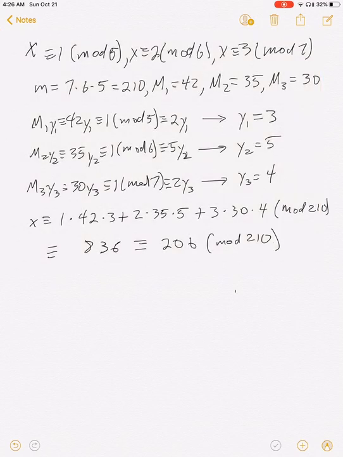And if you divide 206 by 5, 6, and 7, you'll get 1, 2, and 3, respectively.